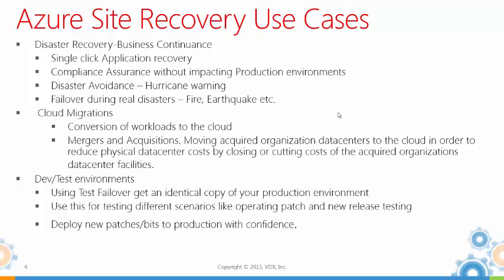Now let's talk about disaster recovery and business continuance. The first bullet allows single-click application recovery through the creation of application consistency test plans. That means that you can leverage ASR to group applications for business continuance and disaster recovery purposes so that your organization can fail over and recover on an application by application basis. You can also leverage Microsoft Azure Site Recovery for compliance assurance without impacting production environments.